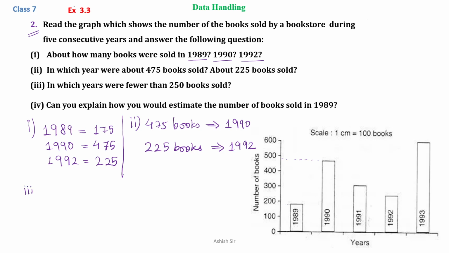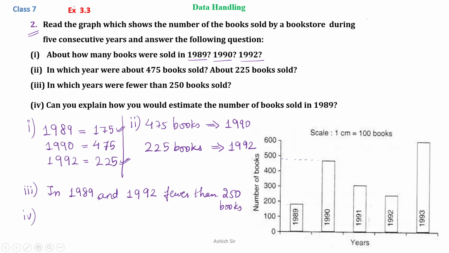Then we come to question number 3. In which years were fewer books than 250 sold? So we can write that in year 1989, only 175 books were sold, which is less than 250. Then in year 1992, 225 books were sold. So in 1989 and 1992, fewer than 250 books were sold.